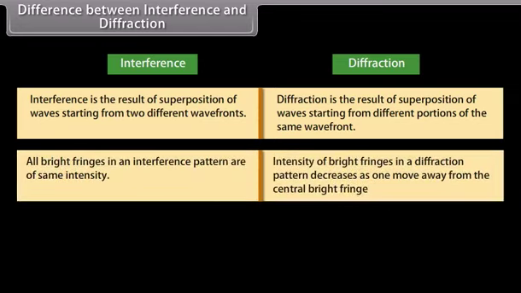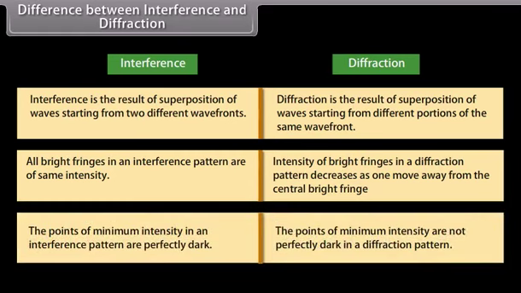All bright fringes in an interference pattern are of the same intensity, whereas the intensity of brightness in a diffraction pattern decreases as one moves away from the central bright fringe. The points of minimum intensity in an interference pattern are perfectly dark, whereas the points of minimum intensity are not perfectly dark in a diffraction pattern.